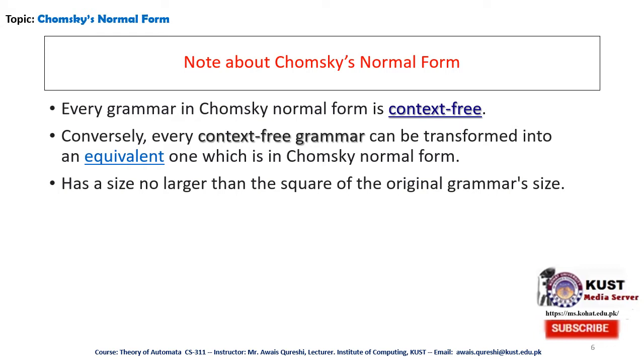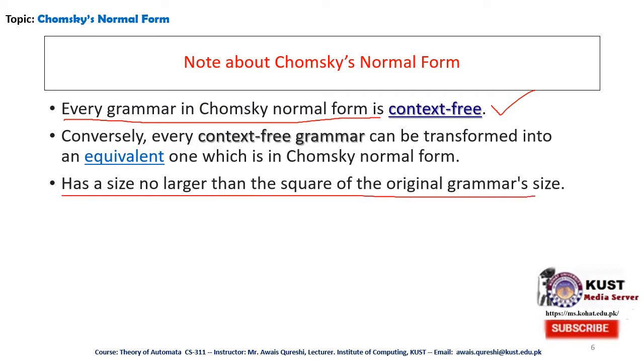Note about Chomsky's normal form: every grammar in Chomsky's normal form is context-free. This is the advantage of Chomsky's normal form, that any grammar which is in Chomsky's normal form is also a context-free grammar, and conversely, every context-free grammar can be transformed into an equivalent one which is in Chomsky's normal form. So context-free grammars are converted into Chomsky's normal form, and Chomsky's normal form grammars are also context-free. And it has a size no larger than the square of the original grammar size. So this is also a very key point regarding the size of the grammar.